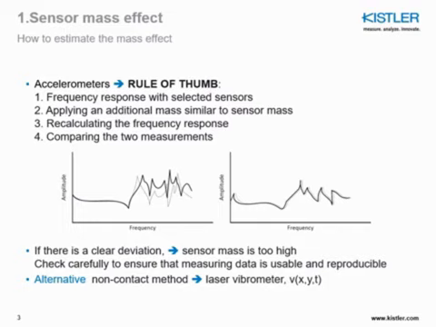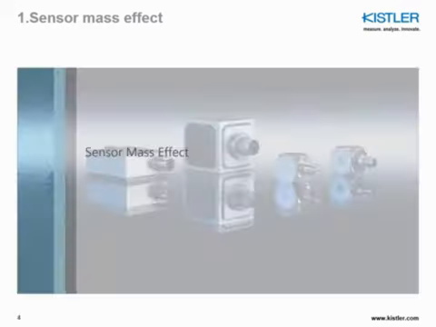Another alternative, if the sensor mass is too big and cannot be reduced, is to go for a non-contact method, such as a laser vibrometer we discussed in the first part. In the next slide, there is a small movie showing a very simple basic demo to show you how this resonance frequency can change due to the mass of the sensor.